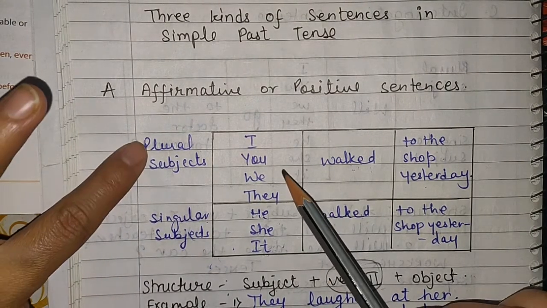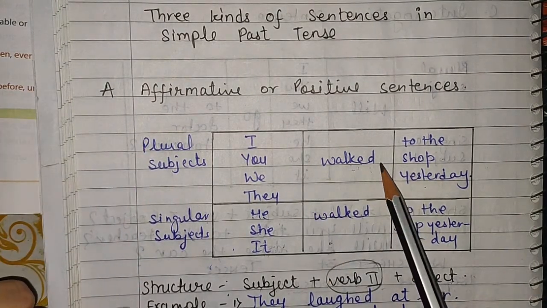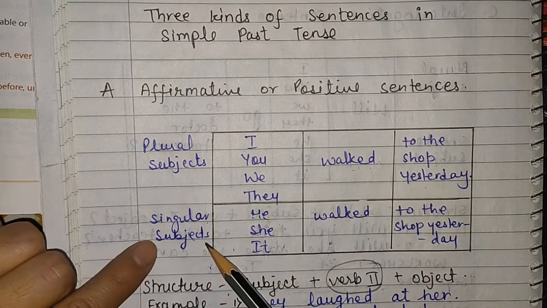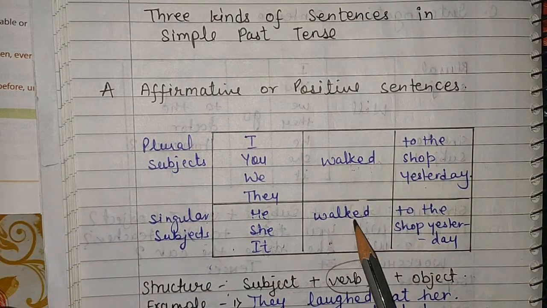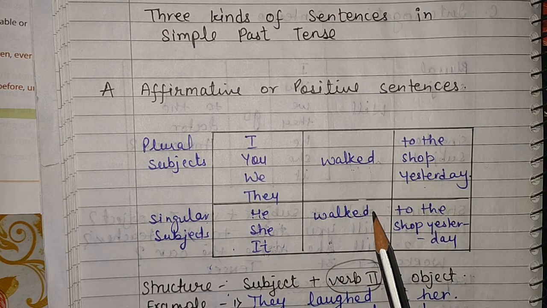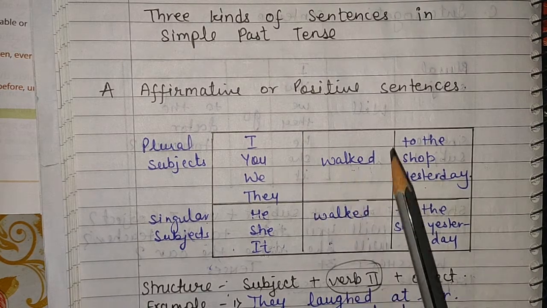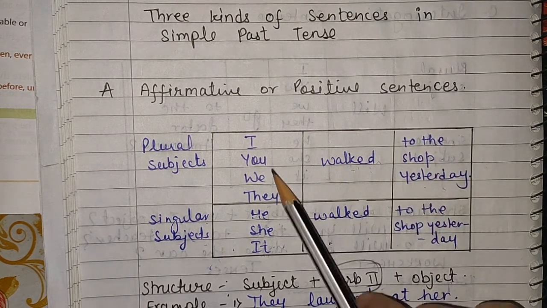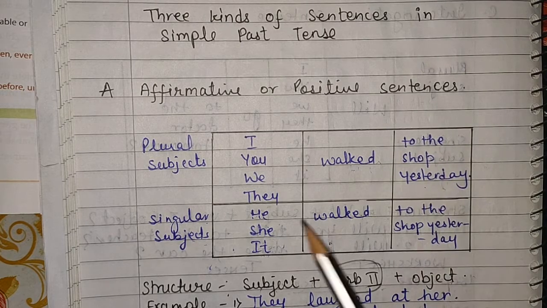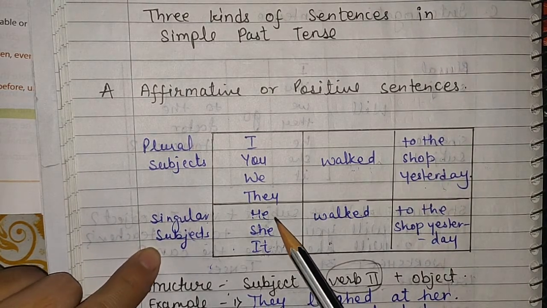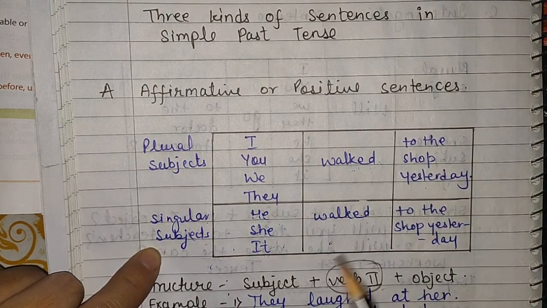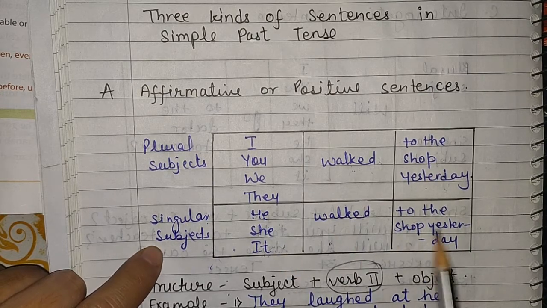So if the subject is plural, then also you are using the verb in second form, and if the subject is singular, then also you are using the verb in the second form. I walked to the shop yesterday. You walked to the shop yesterday. If the subject is singular, he walked to the shop yesterday. She walked to the shop yesterday.